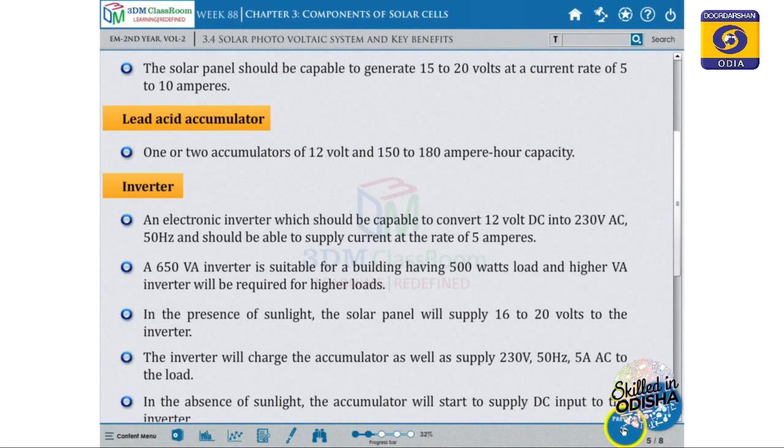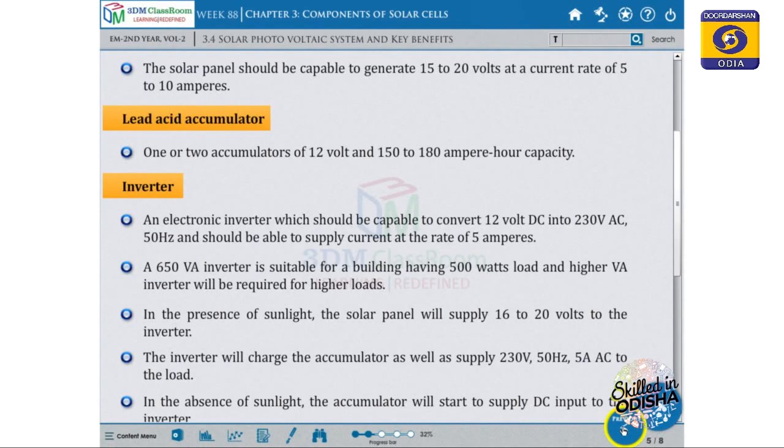So what does the inverter do here in a solar system? In daytime, when sufficient sunlight is available, the battery continues charging and supplies DC voltage to the inverter, and the inverter converts the DC into AC and supplies it to the appliances. This process is continuously running.